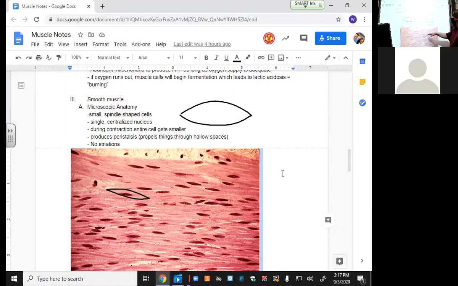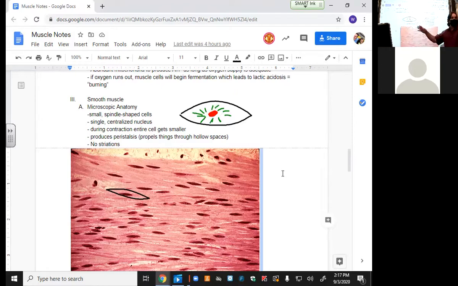But smooth muscle, much smaller cells. They're spindle shaped, which just means skinny on the end and thick in the middle. And they have a single centralized nucleus. And I don't really say this in the notes, but the fibers for the skeletal muscle all run parallel to the side of the muscle. The fibers of this guy are going to go in all directions. Kind of looks like a starburst or an eye.